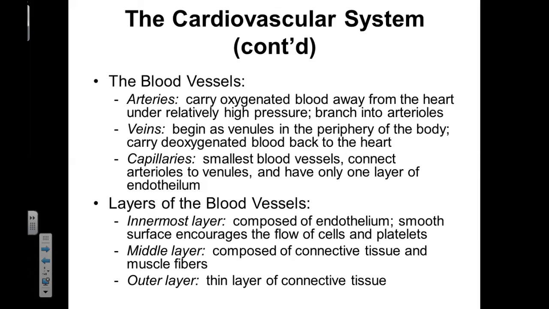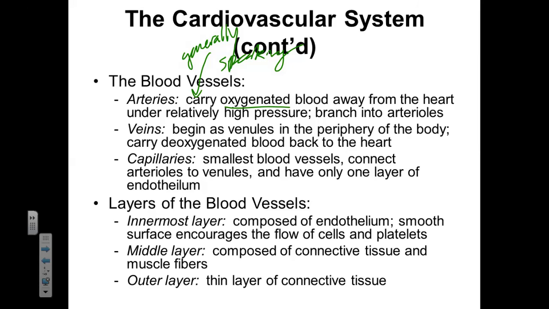Within the blood vessels themselves, arteries always flow away from the heart, and generally speaking, carry oxygenated blood away from the heart. The obvious exception is within the pulmonary circuit, but we're going to focus on a systemic circuit point of view. So in the systemic circuit, the arteries carry oxygenated blood away from the heart. Veins carry deoxygenated blood towards the heart.